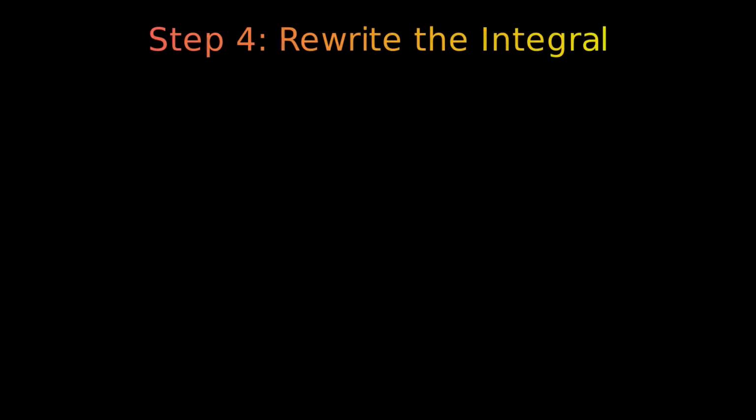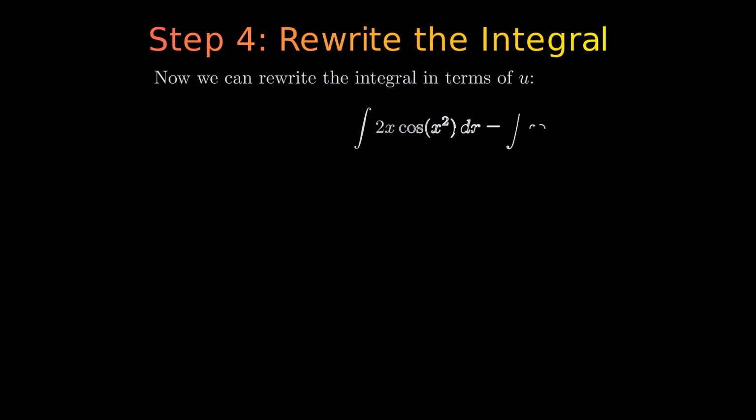We will set u to equal x squared. This substitution is advantageous because it helps simplify the expression involving the cosine term significantly, guiding us toward a more manageable integral. Now that we have our substitution, we need to differentiate it.